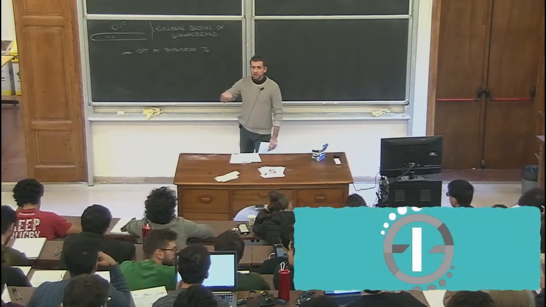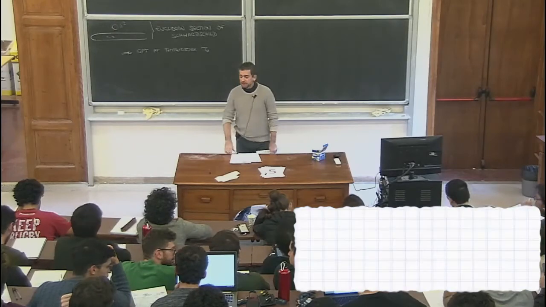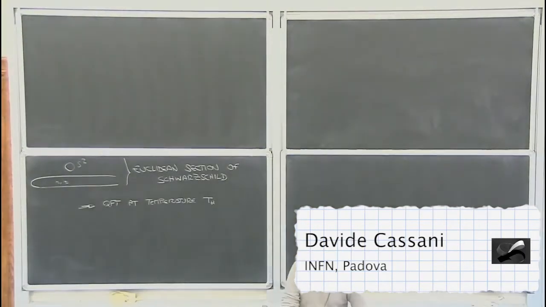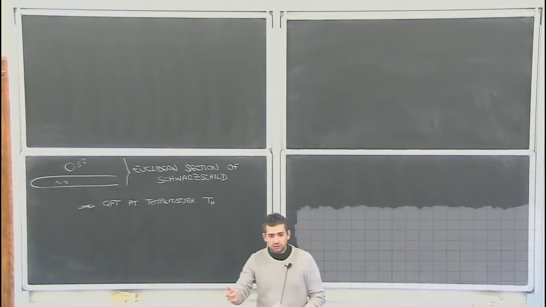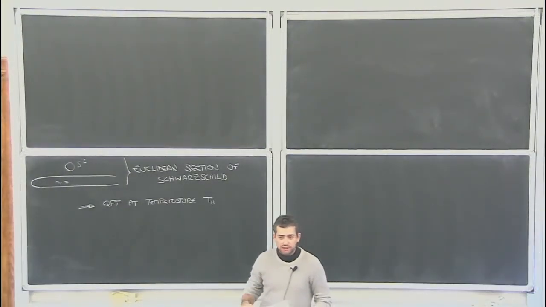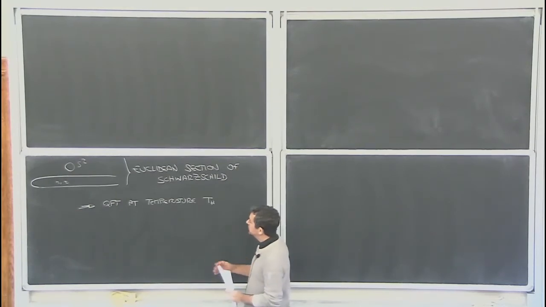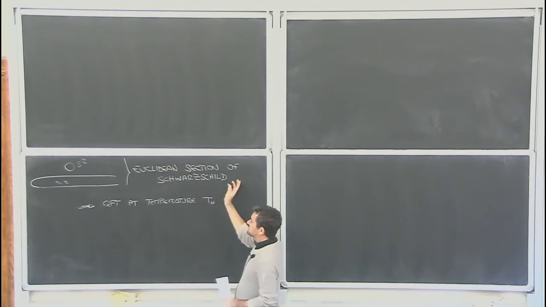So before we considered the Euclidean section of the Schwarzschild solution. We started from the Lorentzian space, analytically continued the time coordinate to Euclidean space, and imposed the regularity of the Euclidean solution. We obtained what is called the Euclidean section.